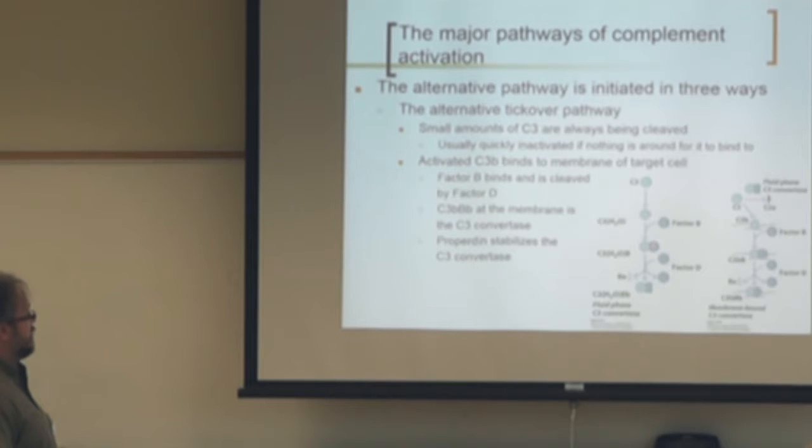Factor D is going to bind to factor B and actually cleave B into Ba and Bb. So now you have C3H2O and Bb. Now this naturally is your C3 convertase here.